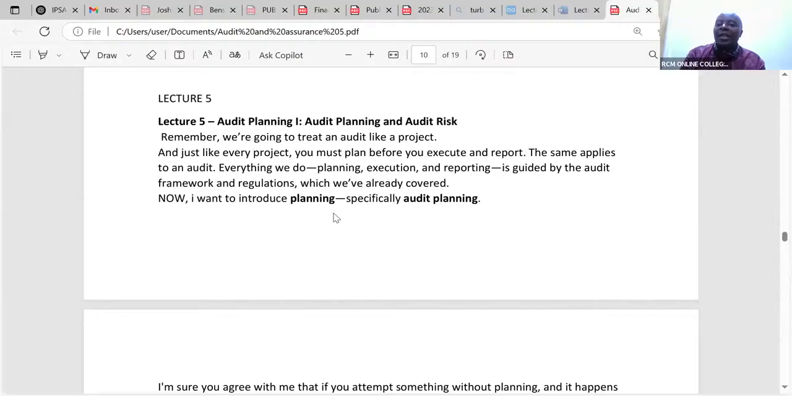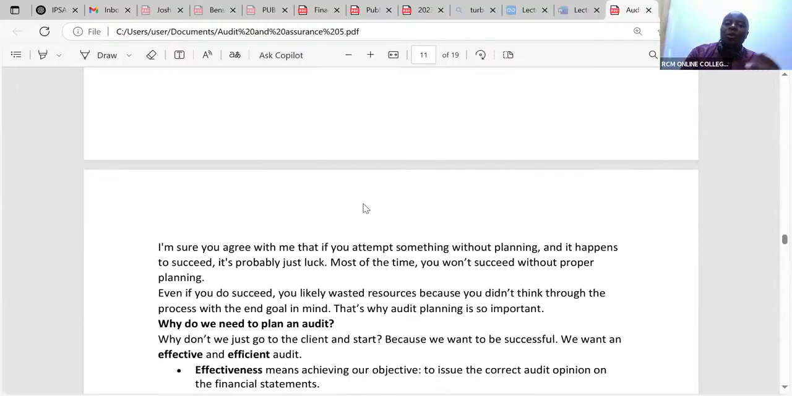Now I want to introduce planning, specifically audit planning. I'm sure, ladies and gentlemen, you will agree with me that if you attempt something without putting in proper plans, it happens to succeed purely by luck. That is akin to shooting an arrow in darkness. And if you happen to hit a target, that will be purely by luck, sheer luck. Most of the time, you won't succeed without proper planning. Even if you do succeed, you likely wasted resources because you didn't think through the process with the end goal in mind. That is why audit planning is important.